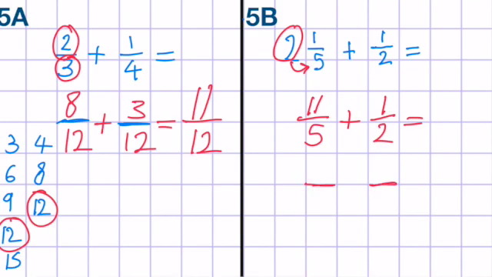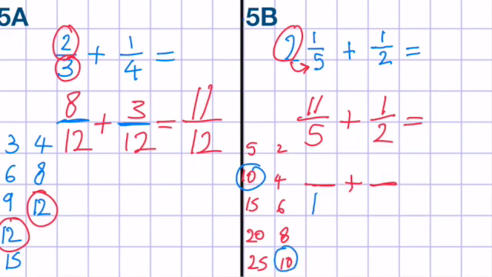So let's draw another line underneath. So I'm just going to write out my 5s. 5, 10, 15, 20, 25. And then my 2s. 2, 4, 6, 8, 10. So the new denominator is 10. So what did I do to 5 to make it into 10? I times it by 2. So I do 11 times 2, which is 22.